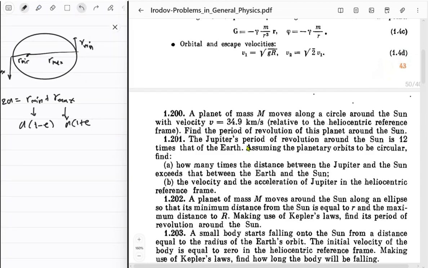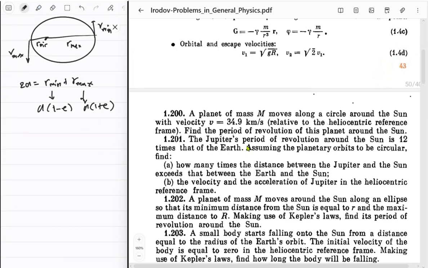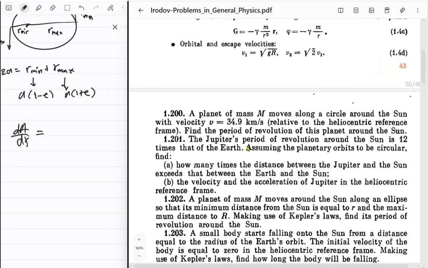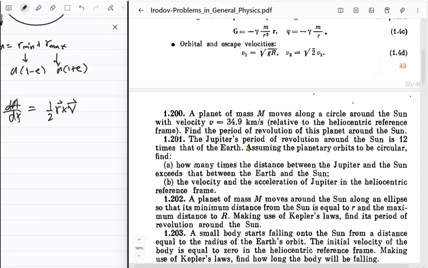The area swept in some time t is proportional to time t. And what is that rate? What is dA/dt? That is just equal to half r vector cross v vector. So use the geometry and you will get it. We have to figure out what that is. And this is actually going to remain constant because of angular momentum conservation.